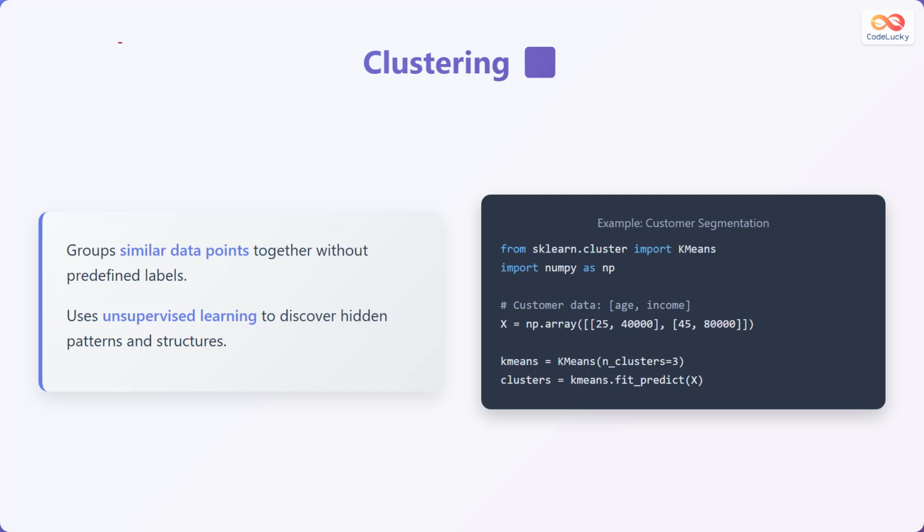Next, let's explore the clustering technique. Clustering groups similar data points together without predefined labels. It uses unsupervised learning to discover hidden patterns and structures in the data. The algorithm automatically identifies clusters of similar data points based on their inherent characteristics. Here is an example using Python's scikit-learn library. We can perform customer segmentation based on features like age and income.